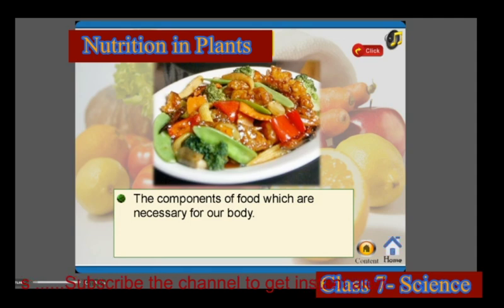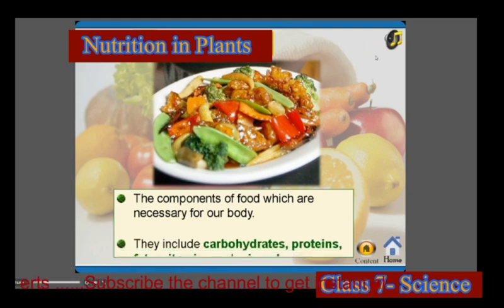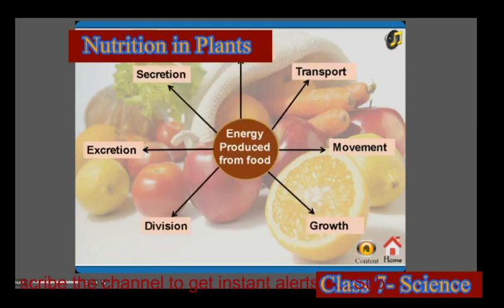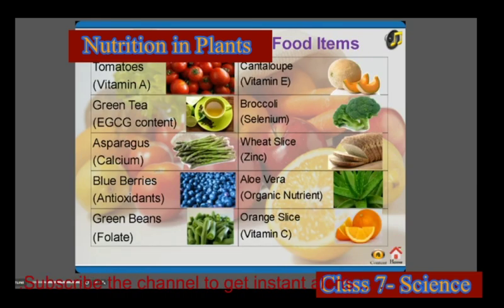Nutrients. The components of food which are necessary for our body are called nutrients. They include carbohydrates, proteins, fats, vitamins, and minerals. The energy produced from food helps to provide nutrients, transport, movement, growth, division, excretion, and secretion. Here you can see the nutrients of some food items.